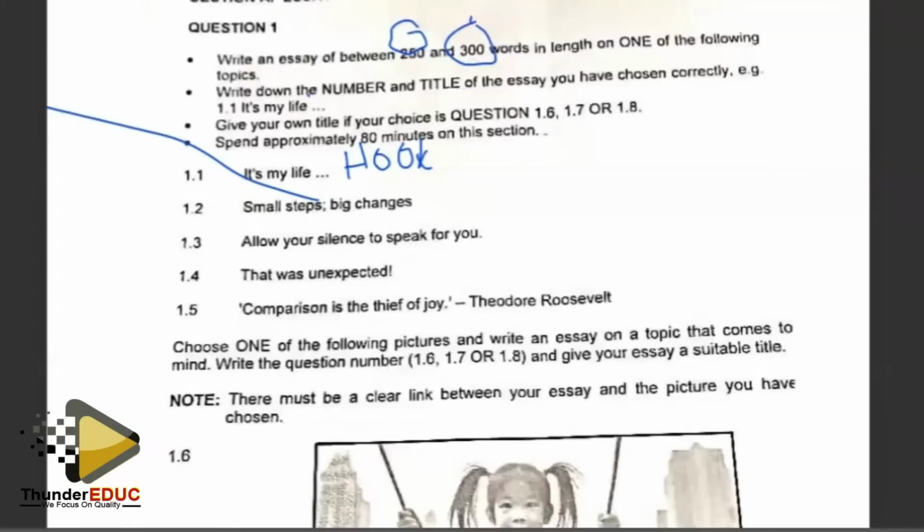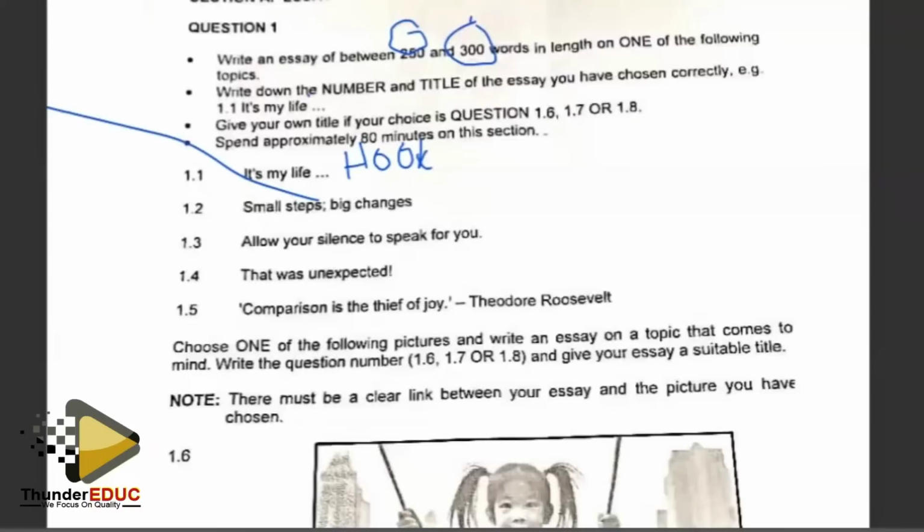All right, let's go to 1.3. Allow your silence to speak for you. All right. Sometimes you don't need to say anything, but your silence can do all the work for you. All right. I've just started my essay with a statement. All right. I've made a statement. All right. So that's what I have done.